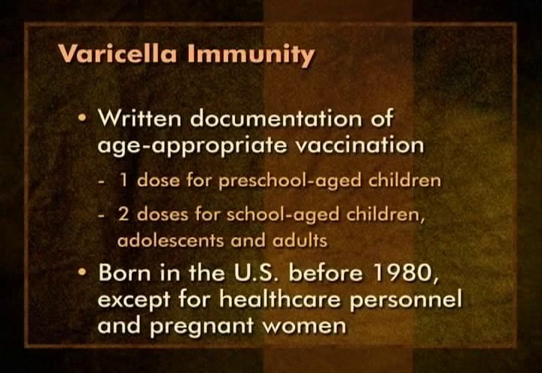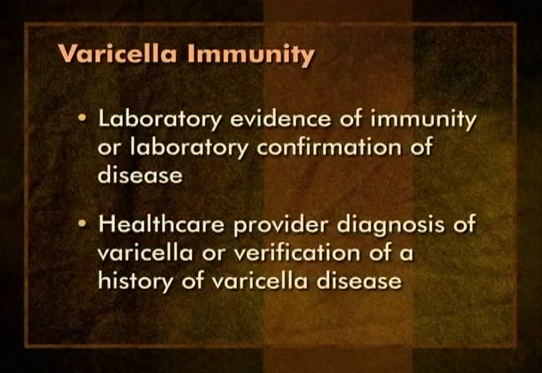This would be one dose administered on or after the first birthday for preschool-aged children and two doses for school-aged children, adolescents, and adults. Second, a person born in the U.S. before 1980 can be considered to be immune, except for healthcare personnel and pregnant women. A higher standard of presumptive immunity is needed for these two groups. The third criterion is laboratory evidence of immunity or laboratory confirmation of varicella disease. Commercial assays can be used to assess disease-induced immunity, but these assays lack sensitivity to always detect vaccine-induced immunity, so they may yield false negative results in vaccinated persons.